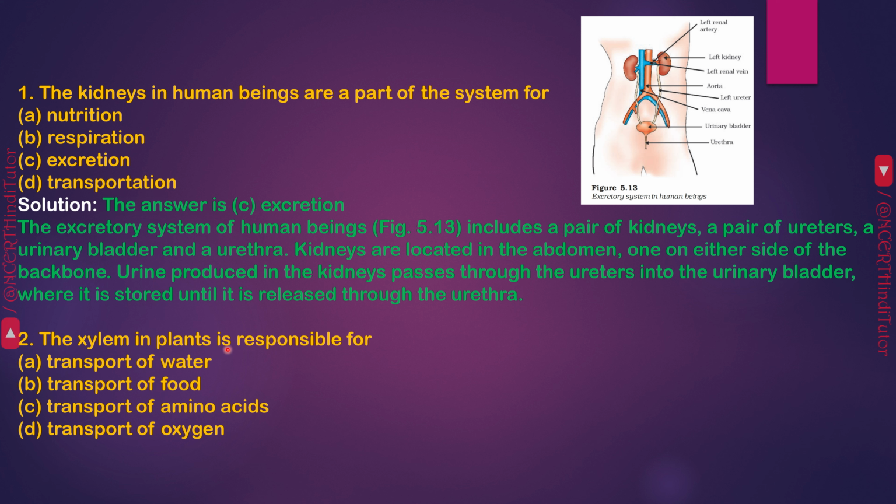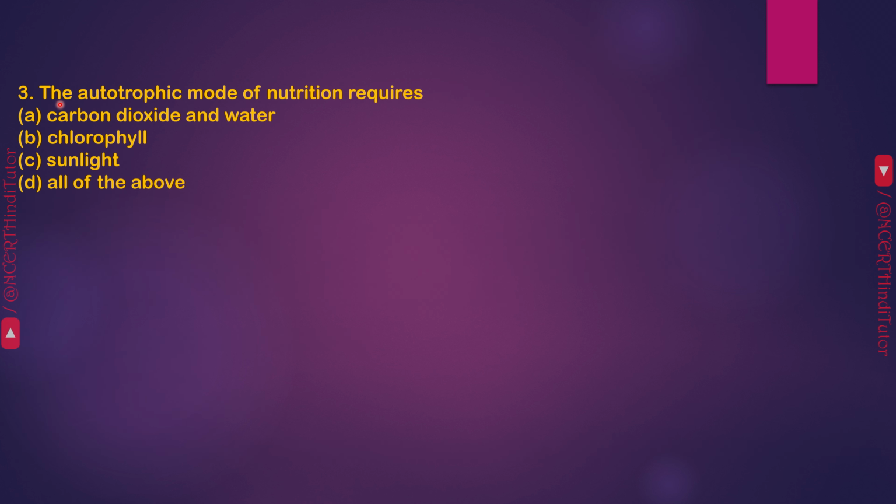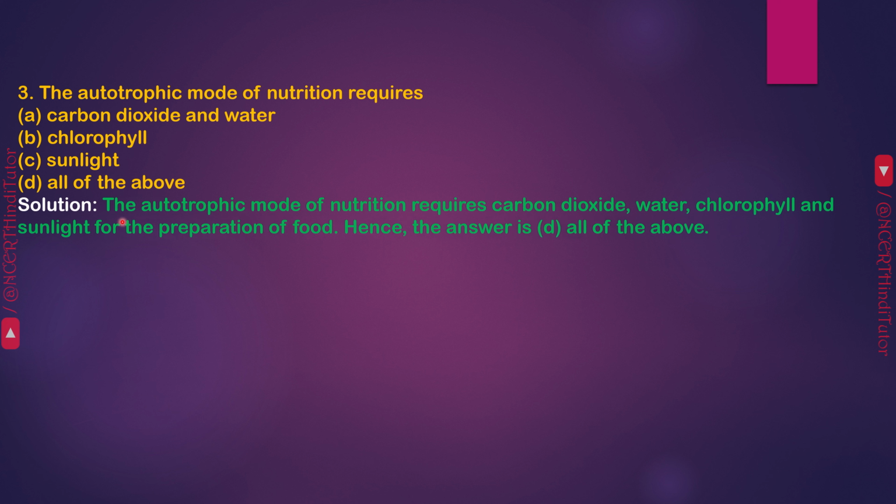Question 2. The xylem in plants is responsible for. Answer. In plants, the xylem is responsible for the transport of water. Hence, the answer is A. Transport of water. Question 3. The autotrophic mode of nutrition requires. Answer. The autotrophic mode of nutrition requires carbon dioxide, water, chlorophyll, and sunlight for the preparation of food. Hence, the answer is D. All of the above.